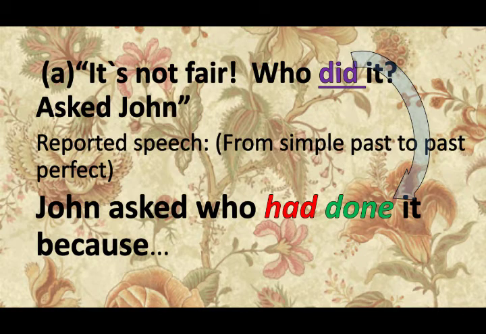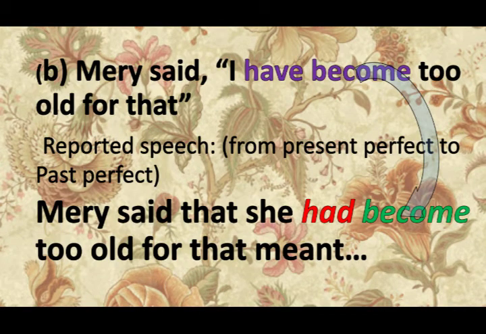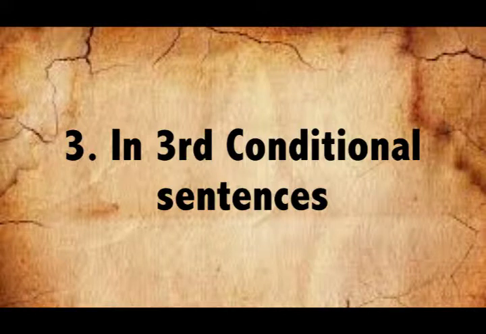John asked who had done it because Mary said, "I have become too old for that." In reported speech, from present perfect to past perfect, we say, "Mary said that she had become too old for that meat." The sentence in B is in present perfect, and in reported speech it changed to past perfect.